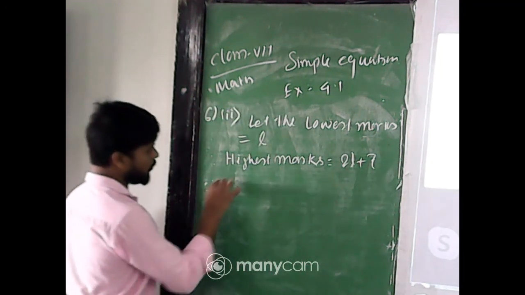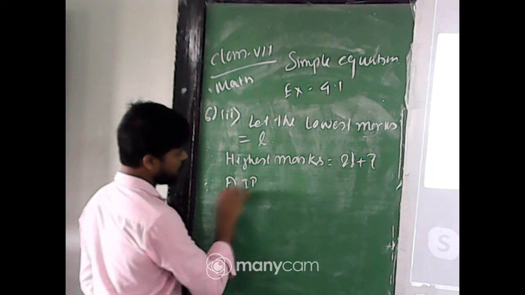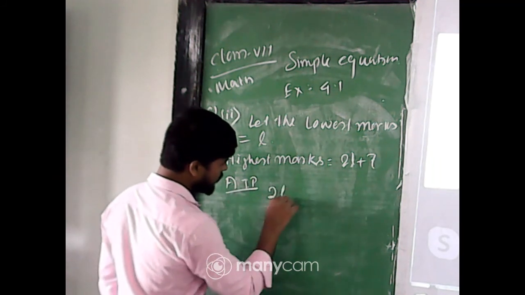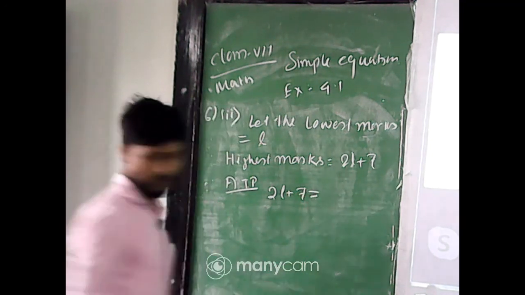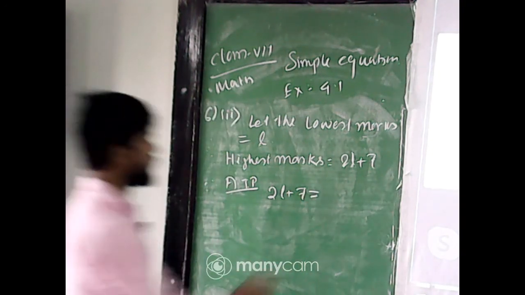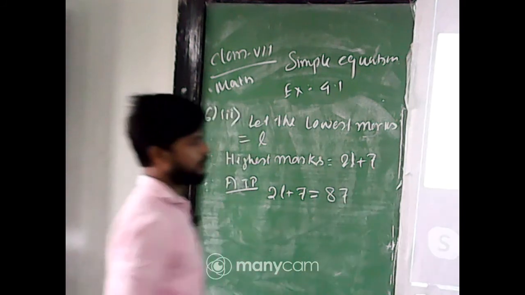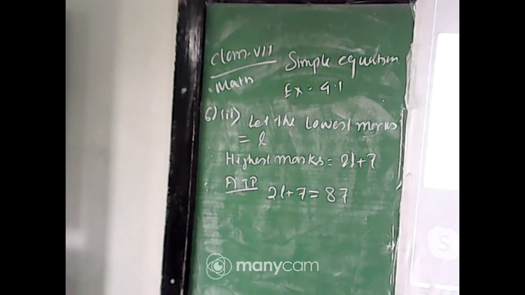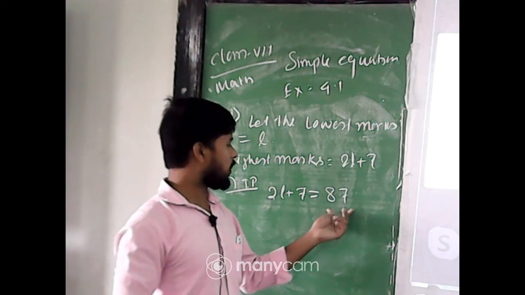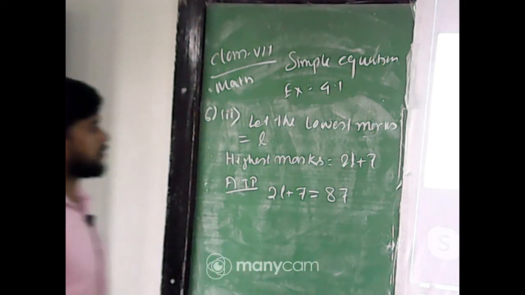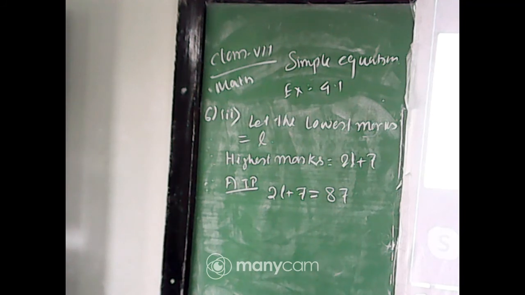Now according to problem, twice the lowest marks plus 7 will be equal to 87. Twice the lowest marks plus 7 is equal to the highest marks, and in your problem it is given the highest marks is 87. So it is twice L plus 7 equal to 87. Clear?